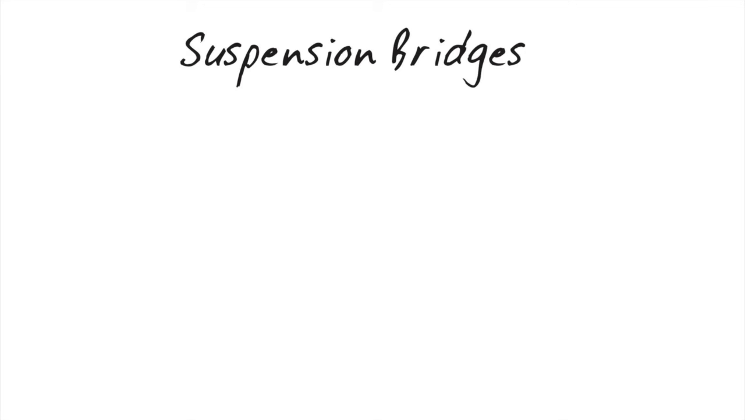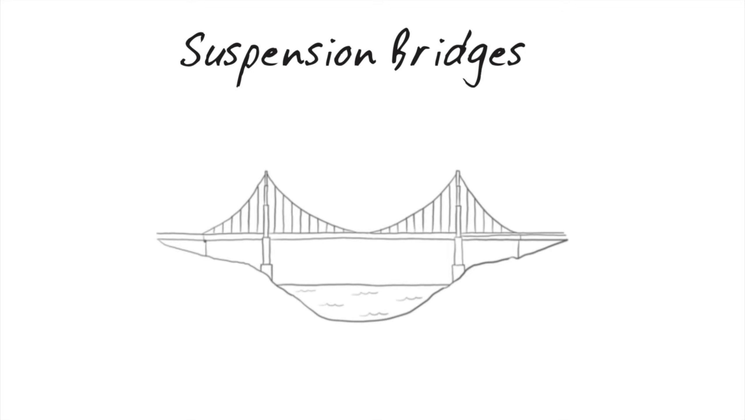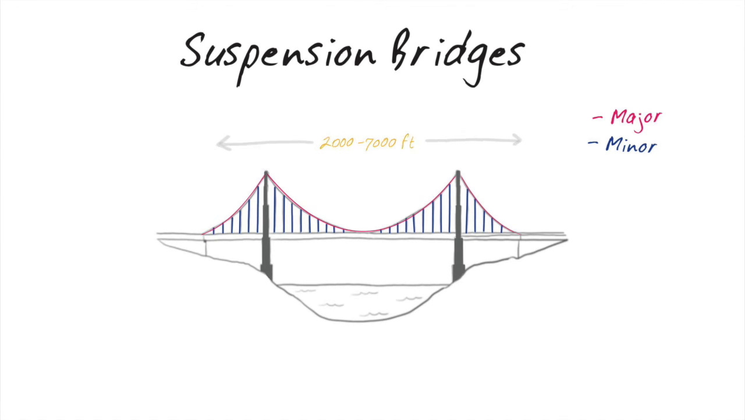Suspension bridges. Suspension bridges are suspended from two kinds of cables, major and minor suspension cables. Minor suspension cables are vertical cables connected from the major cables to the deck. The bridge is supported from above using tension in the cables and compression in the towers. This type of bridge can span 2,000 to 7,000 feet, way farther than the other types of bridges we discussed.